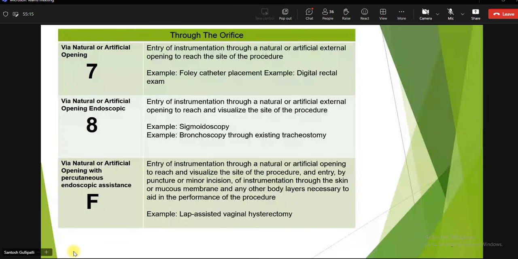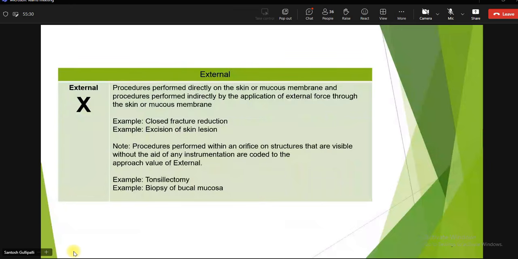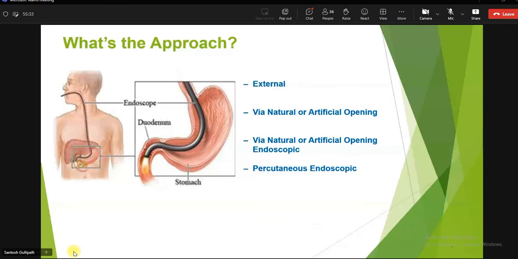I will show you one image. What is the approach? A scope is passed through the mouth and the duodenum and stomach are reviewed with the endoscope. This is EGD. What is the approach? Natural, sir. Via natural or artificial opening endoscopic approach, since the endoscope is passed through the mouth.